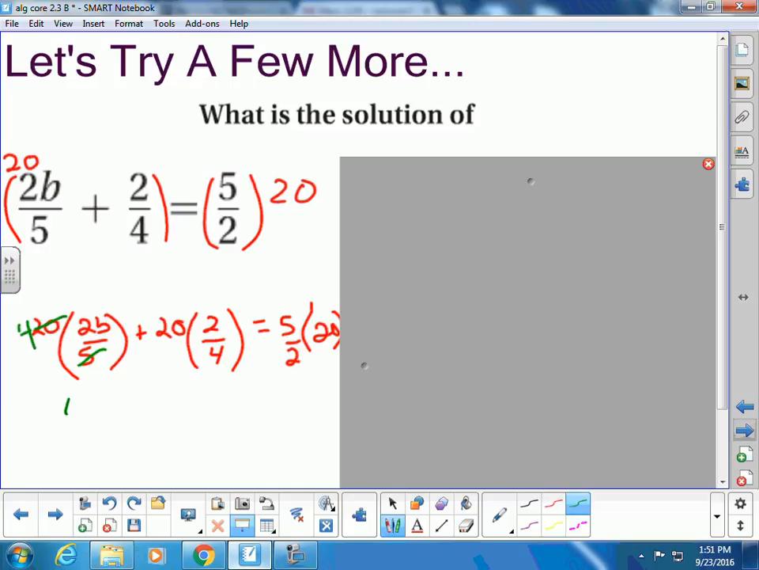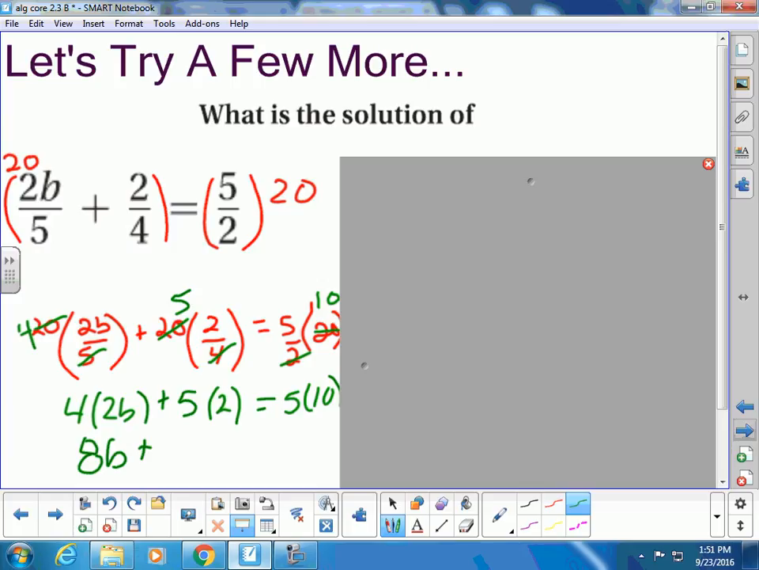So now I have 4 times 2b plus, I know 4 goes into 20 5 times. So now I have 5 times 2 equals, I know 2 goes into 20 10 times. So 10 times 5, or 5 times 10. So if we write this, we have, well, excuse me, 4 times 2, 8b plus 5 times 2, 10 equals 5 times 10, 50.